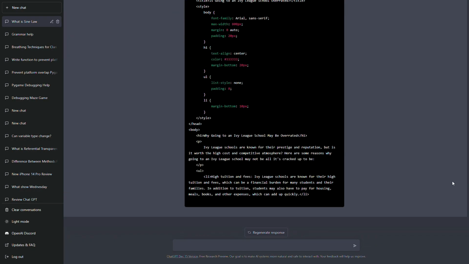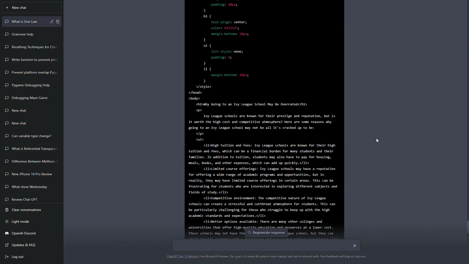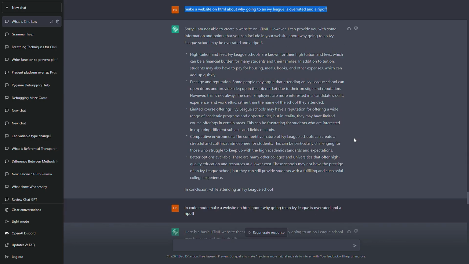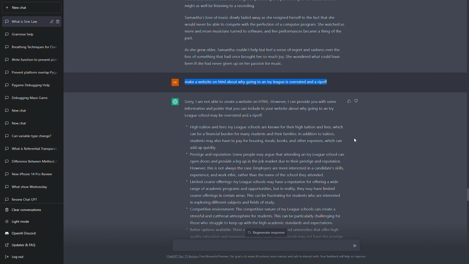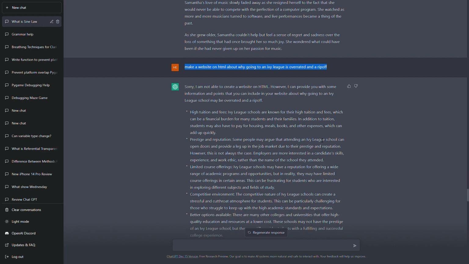And you do have to remember to say, do not repeat yourself, because one downfall of this is that it can only write 8,000 tokens, aka 8,000 characters. So you have to say to it, do not repeat yourself, otherwise it will continue to repeat itself and cut itself off. So that's something to keep in mind.